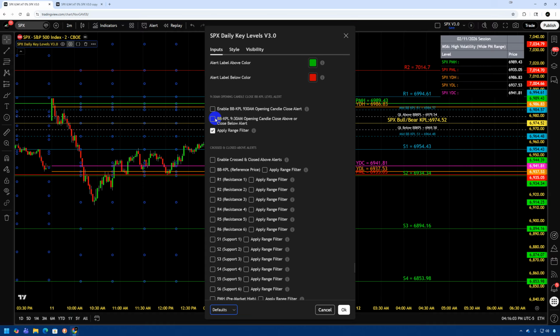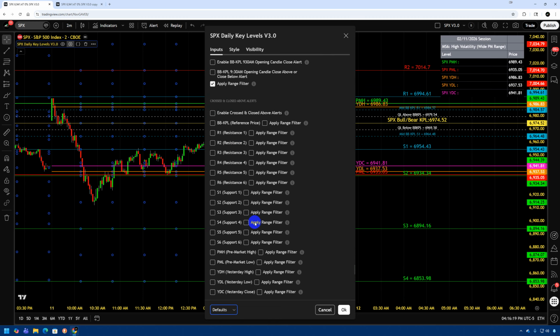So you have to remember that you do have to enable the alerts. This is a master switch for the alert, and then you would also need to turn on this one here. This is a master switch for crossed and closed above alerts. So if you want to do any crossed and closed above alert, even if it's just one level, you have to turn on the master switch. Then you can select which particular level that you want a crossed and closed above alert on, and whether you want to apply the range filter or not.